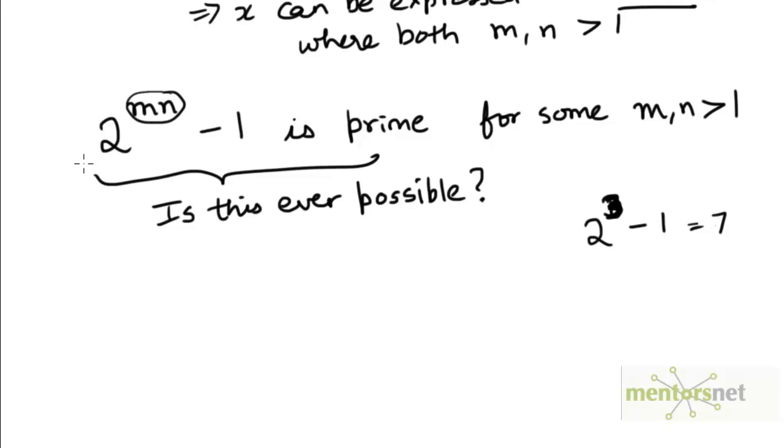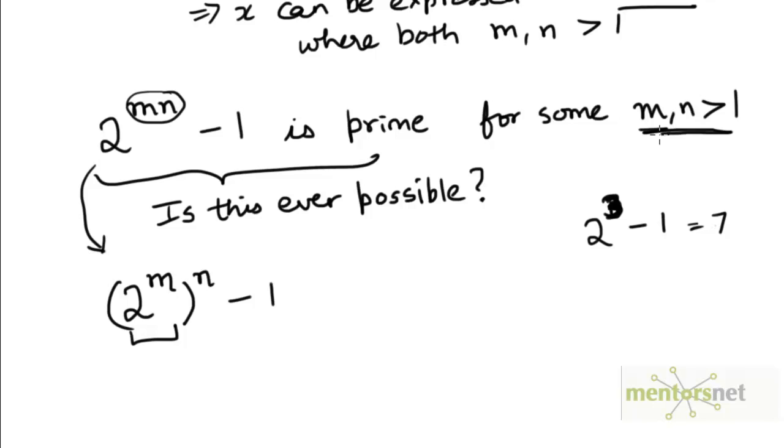Well, one way we could probe this further is to express 2 to the power mn as 2 to the power m, the whole thing raised to the power n, minus 1. Now 2 to the power m, where m and n are both greater than 1, will be some number either 4 or something, or some power of 2 larger than 4.